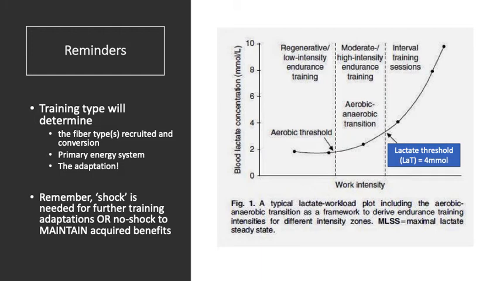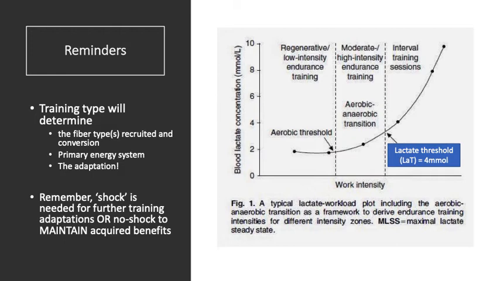So remember that shock, that stimulus, is needed for further training adaptations, or no shock is needed to maintain acquired benefits. So if you don't have an added shock, but you still have a stimulus, then that will just maintain the acquired benefits. And for some individuals, especially the elderly, they just want to maintain the fitness that they currently have. So they don't need a constant progressive overload. Instead, they want to maintain their health benefits that they currently have if they're classified as being in good health.